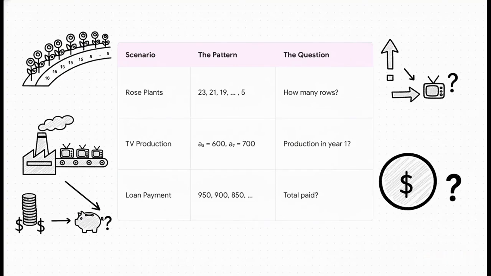Just look at all the different problems we can tackle now. A flower bed with rows of roses decreasing by 2 each time? We can find out how many rows there are. A TV factory with production numbers going up steadily? We can actually work backwards to find out what their first year of production was. A loan being paid down by a fixed amount? We can find the total paid. They all look different, but underneath, they're all the same simple pattern.